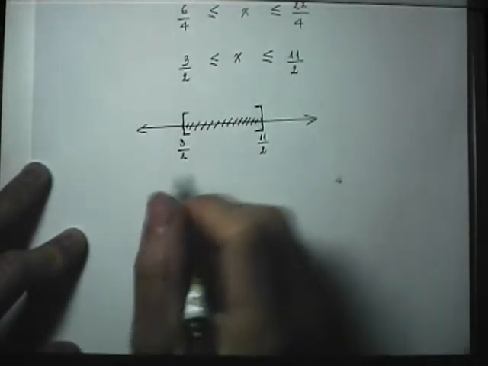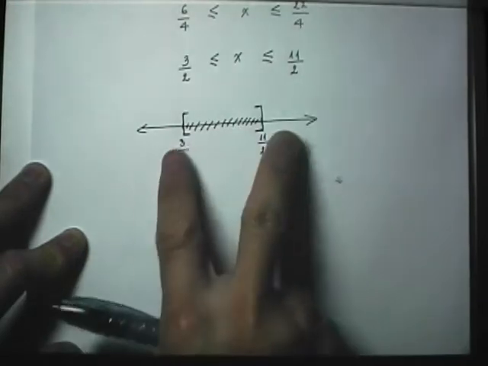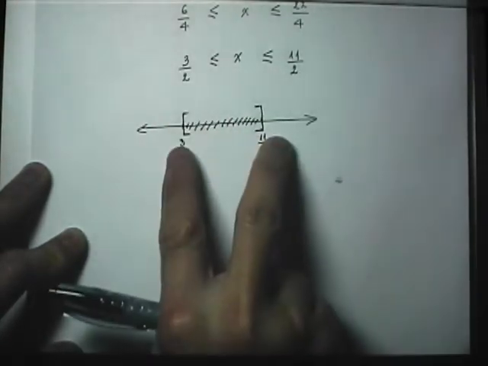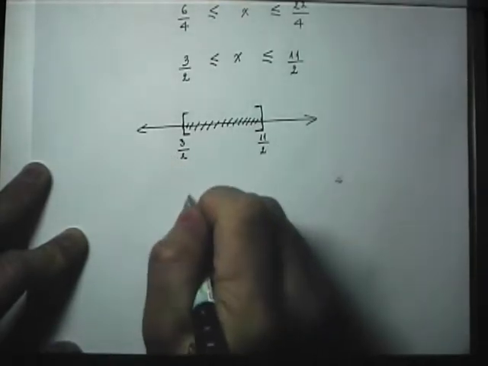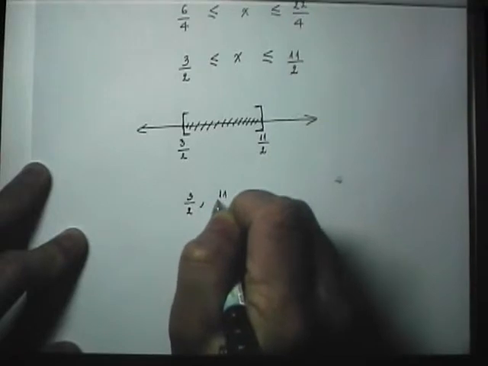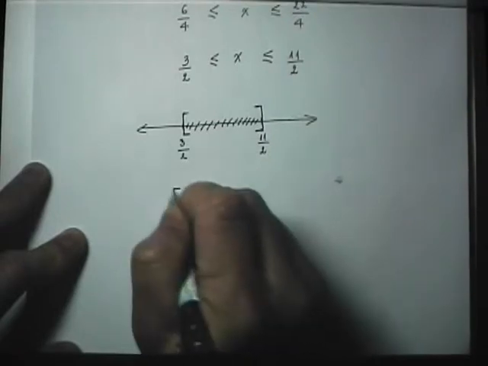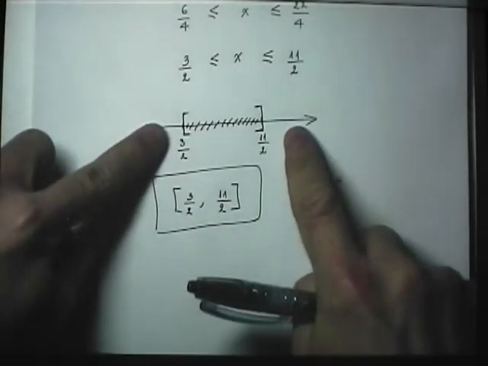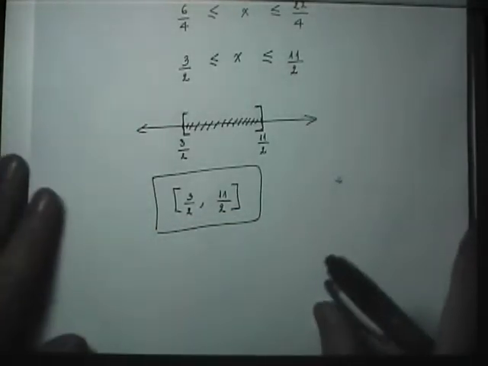And the last thing is to rewrite the solution in interval notation. The graph is telling it all. You have an interval with lower limit 3 over 2 and upper limit 11 over 2, and here's the interval. That's how you simply translate from the graph into interval notation.